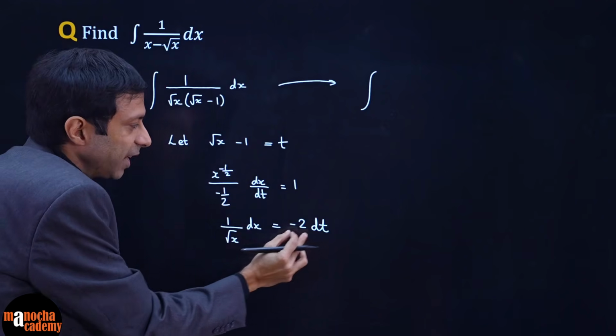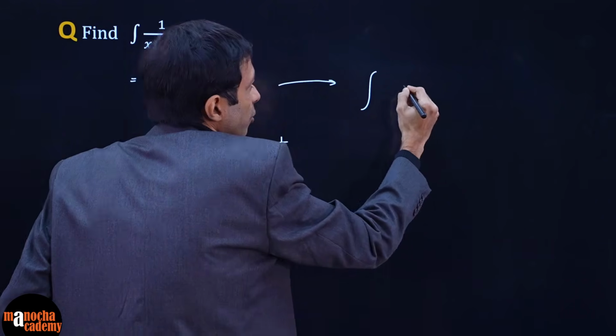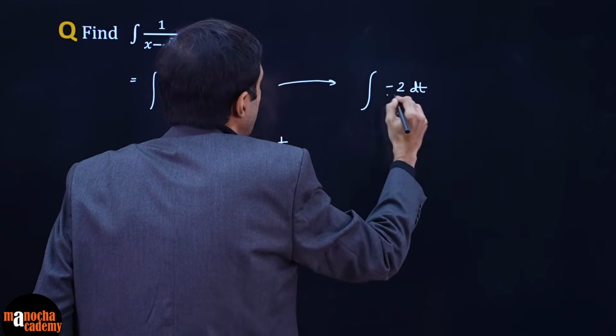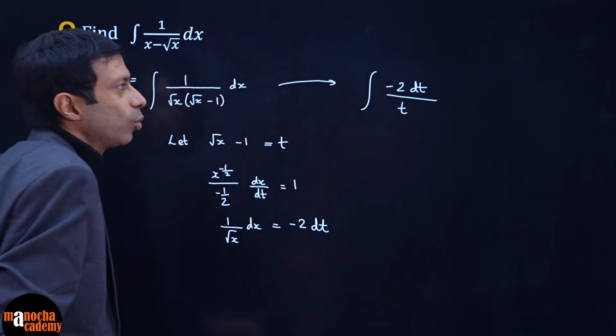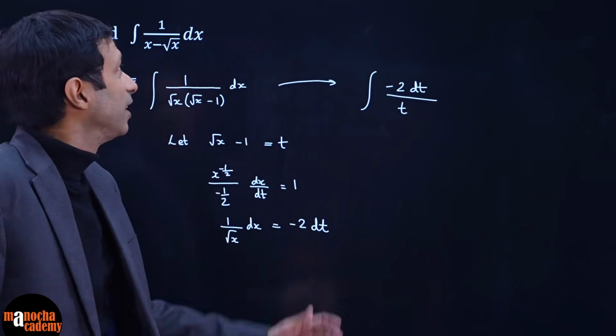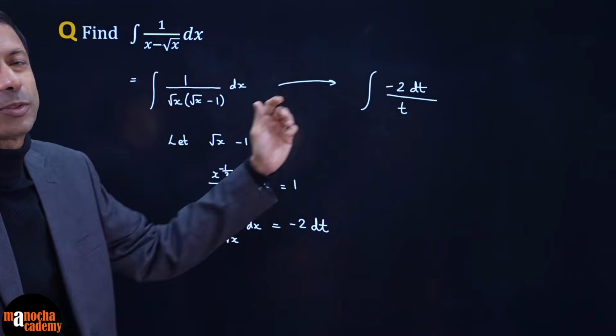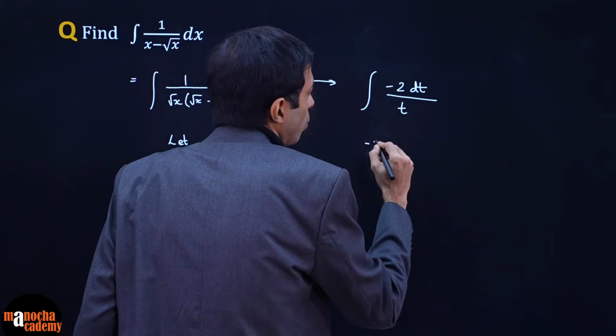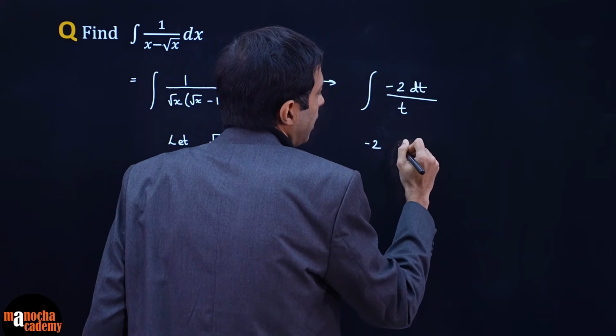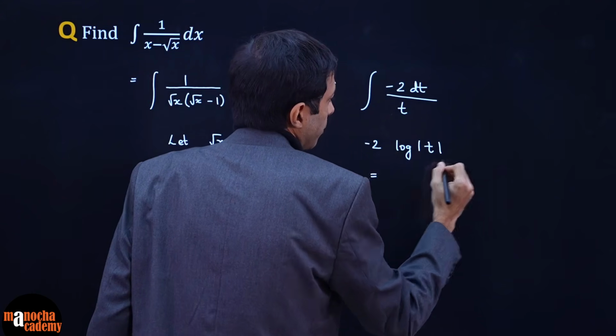1 by root x dx, can you see, is minus 2 dt. So you're left with minus 2 dt divided by t. Wow, so easy. This complicated question just became this. So just take the minus 2 outside, and integration dt will give you log of t plus a constant.